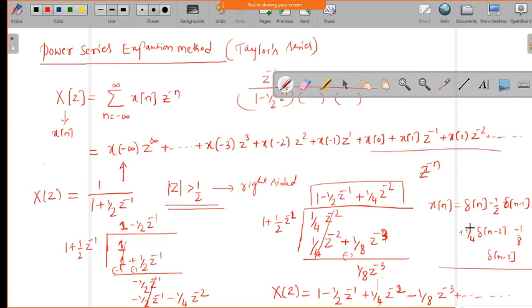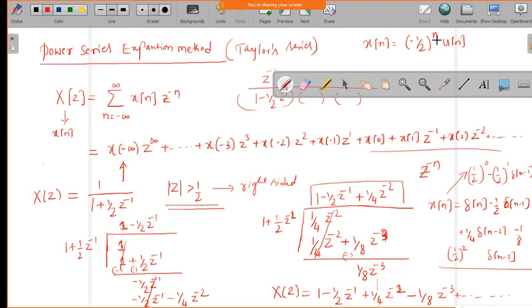Okay, so we easily obtained by using this power series expansion method this value. Now this we can also represent like this: the first is half power 0 into delta of n, this one is minus half power 1 into delta of n minus 1, similarly half power 2 into delta of n minus 2, and minus 1 by 8 we can represent as minus half power 3 into delta of n minus 3. So the general form, if you write, then x of n is equal to minus half power n into u of n.